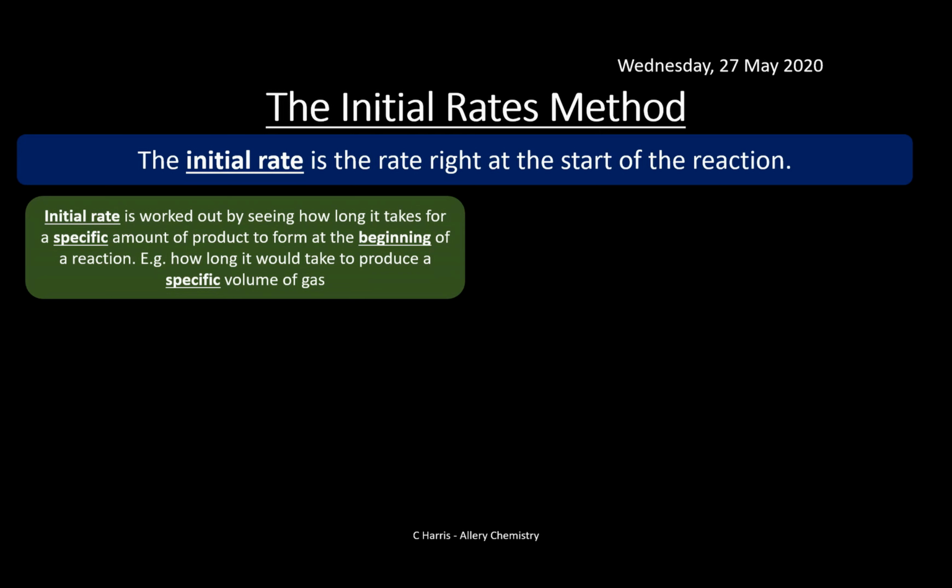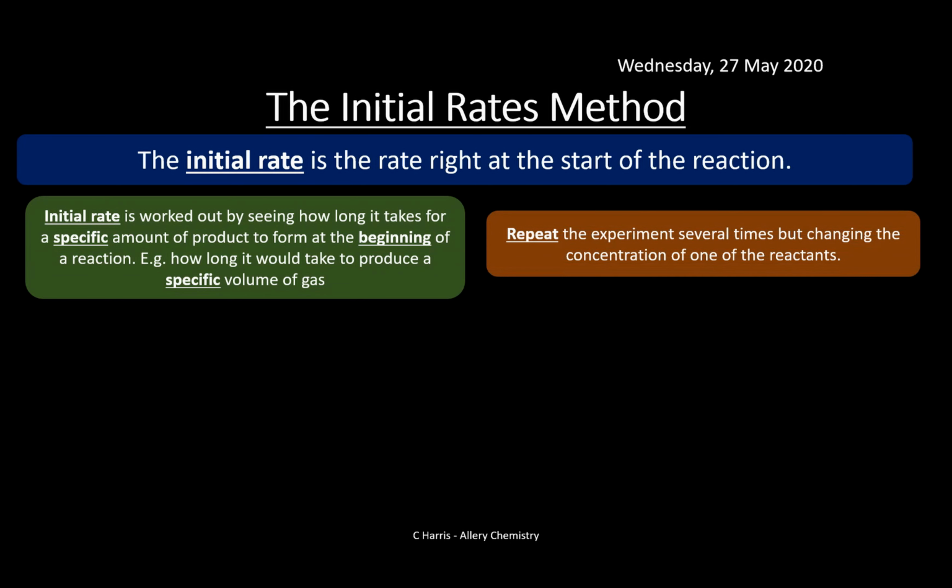Okay, so for example, how long would it take to produce a specific volume of gas, or how long would it take for a colour to appear, for example. So it's right at the start of the reaction. Once we've done that, we need to repeat the experiment several times, but changing the concentration of one of the reactants. So a bit like what we mentioned before with the iodine clock experiment, we could alter the concentration of iodine or hydrogen peroxide, and we can run it, say, at 0.2 moles per dm cubed of hydrogen peroxide, then we run the experiment again, measure the rate, then we run it again with 0.4 moles of hydrogen peroxide, measure the rate again, then we do it at 0.6, measure the rate, 0.8, measure the rate, etc. And we keep going, and we measure the rate of reaction, looking at the impact that a change in one of the substances has on the rate of reaction.